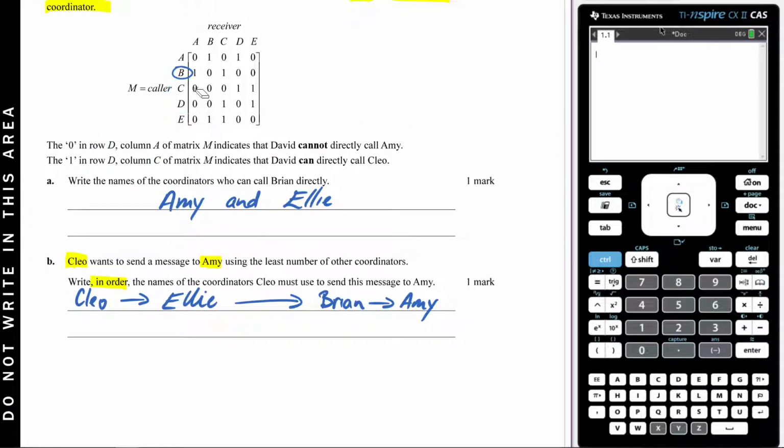So just make sure you think these through logically, see if you can work backwards. Just make sure you're doing things like that. This is a question that I imagine some people probably waste a bit of time on.